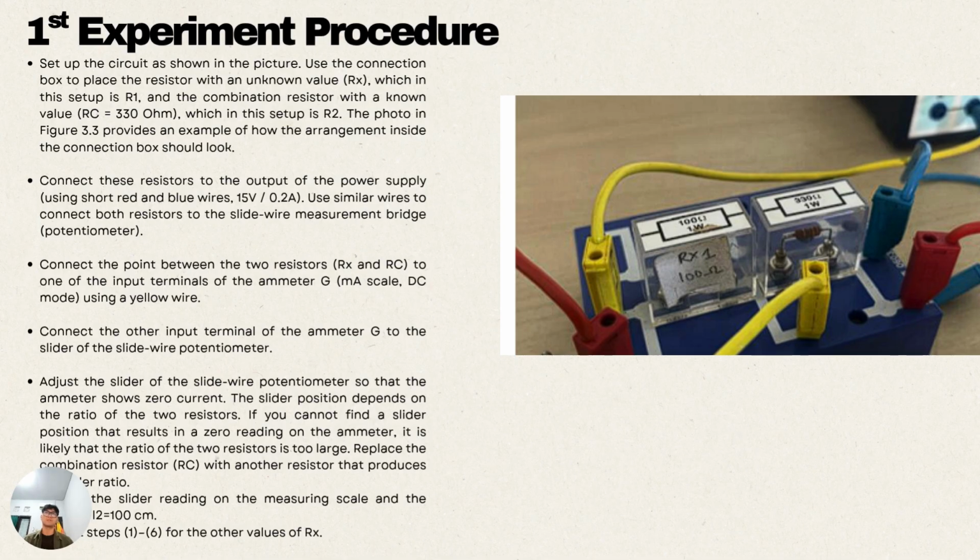Then we connect the other input terminal of the ammeter to the slider of the potentiometer, and adjust the slider of the slide wire so that the multimeter shows 0 current. The slide position depends on the ratio of the 2 resistors. If you cannot find a slide position that gives 0, it is likely that the ratio of the 2 resistors is too large. Record the slider reading on the measuring scale and the position L2 equals 100 cm, and repeat the steps for other values of Rx.